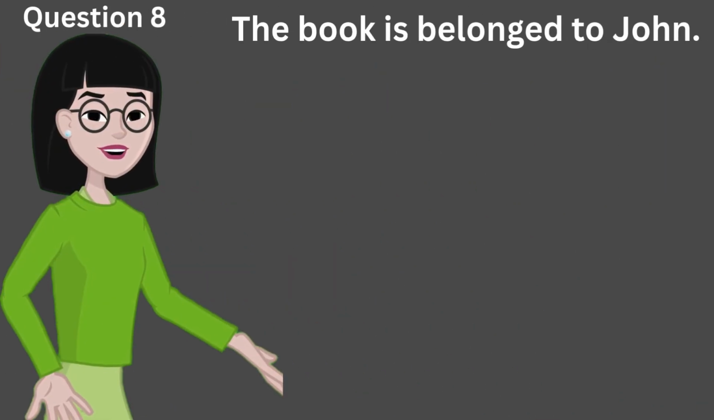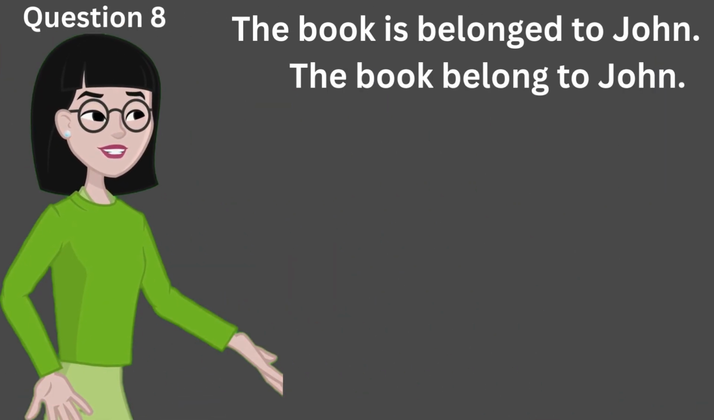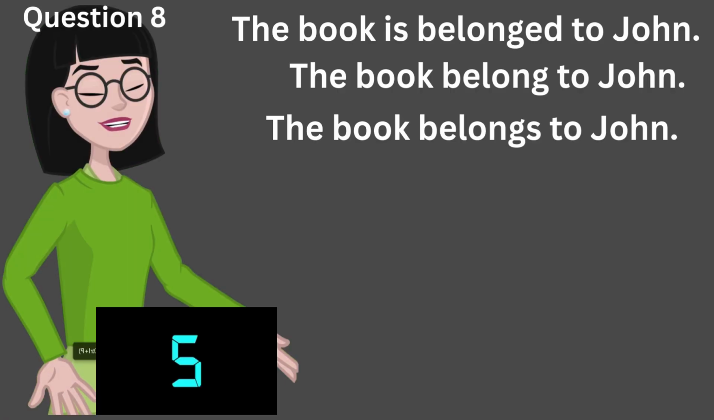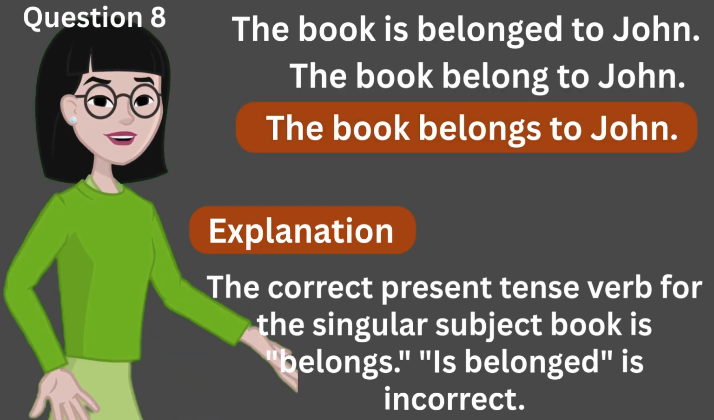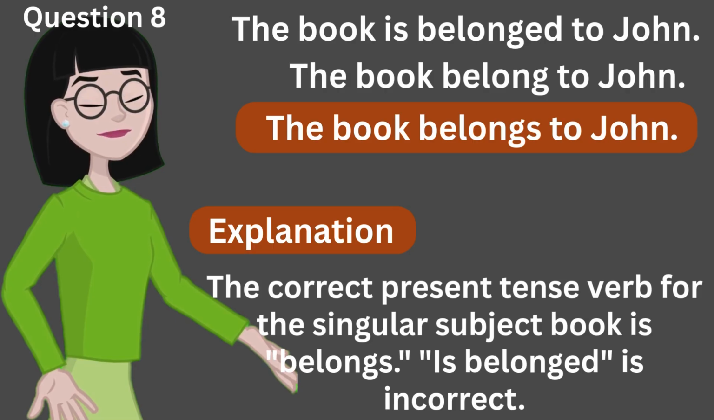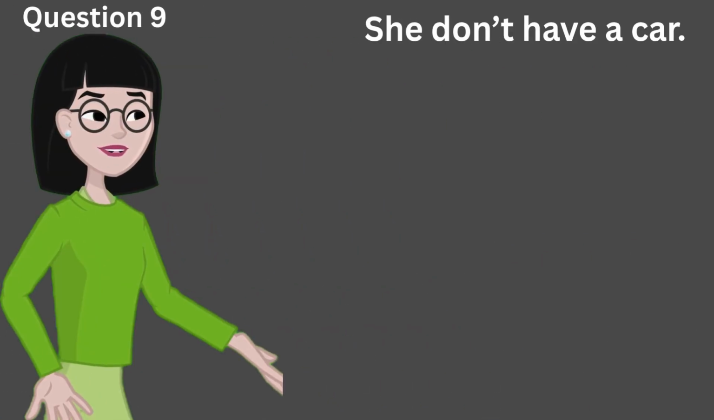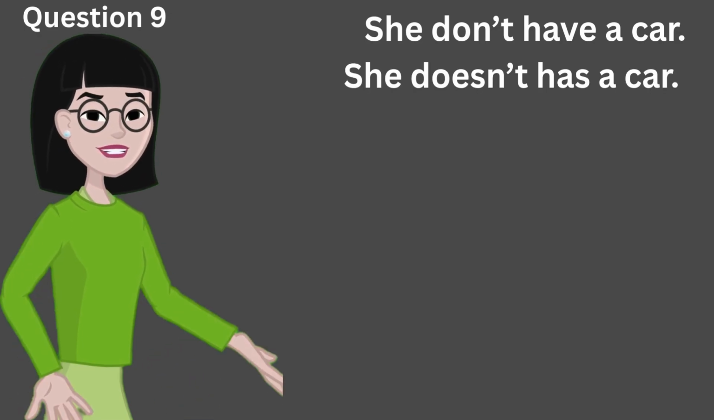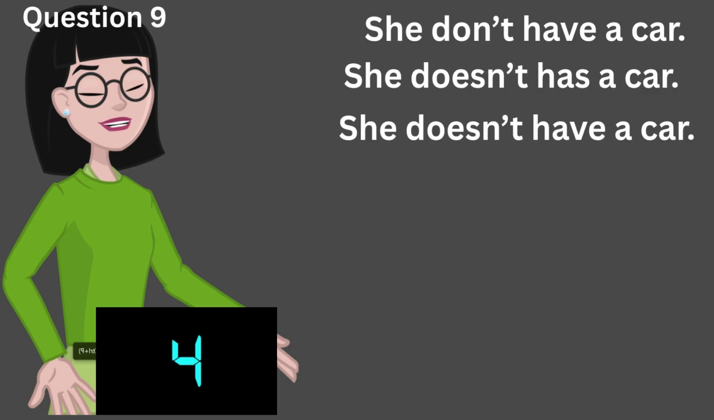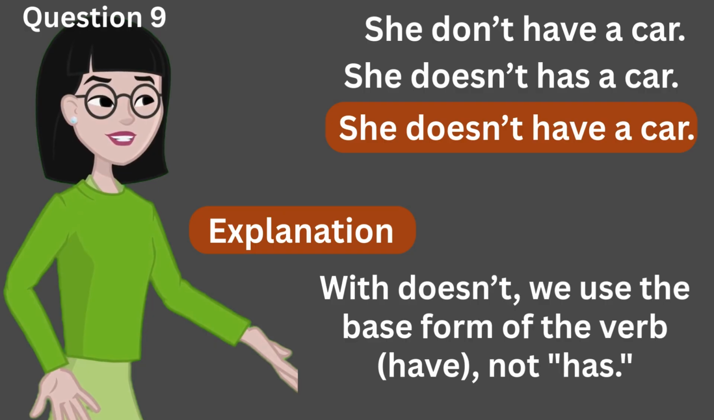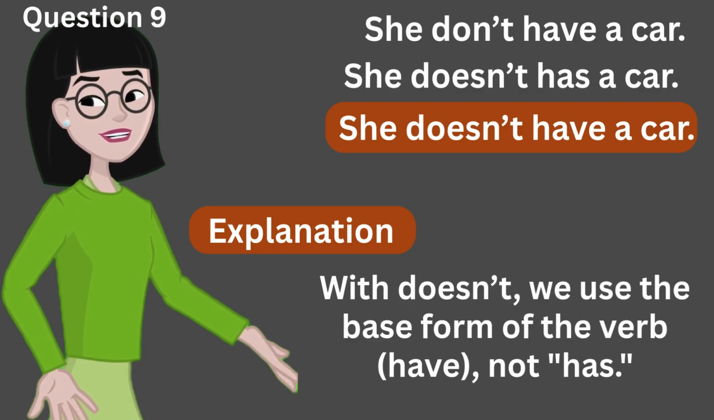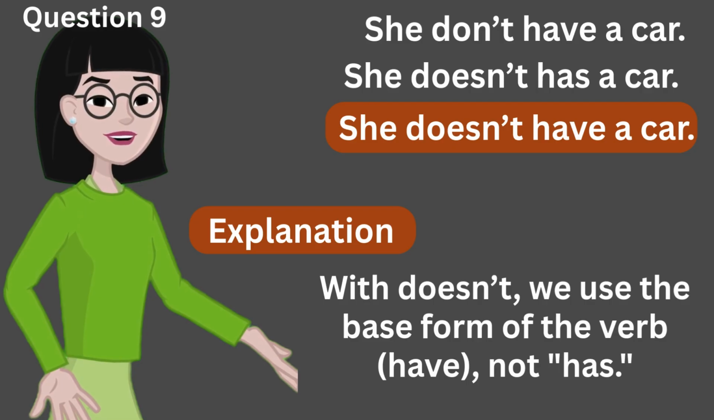Question 8. The book is belonged to John. The book belonged to John. The book belongs to John. The correct present tense verb for singular subject book is belongs. Is belonged is incorrect. The correct answer is the book belongs to John. Question 9. She don't have a car. She doesn't has a car. She doesn't have a car. With doesn't, we use the base form of the verb have, not has. Answer is she doesn't have a car.